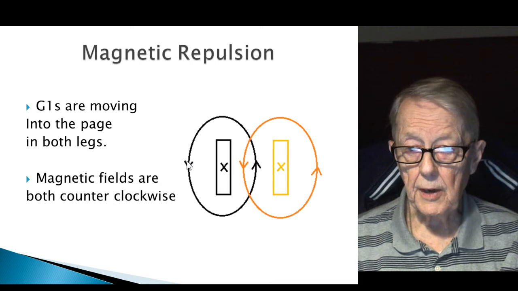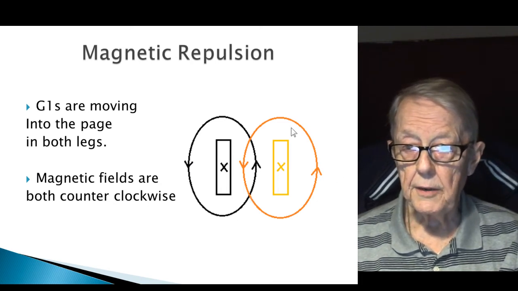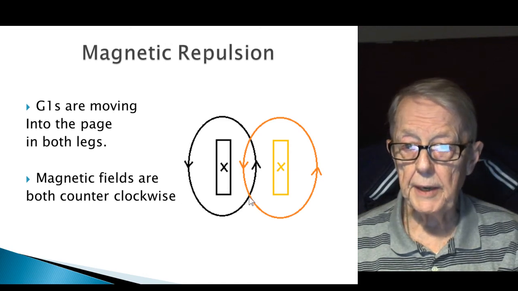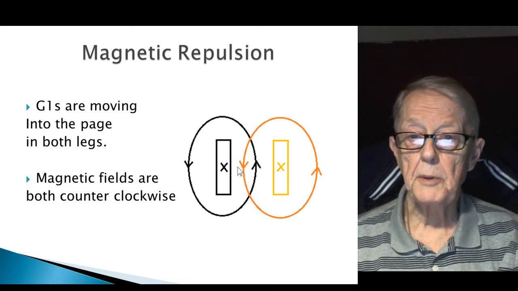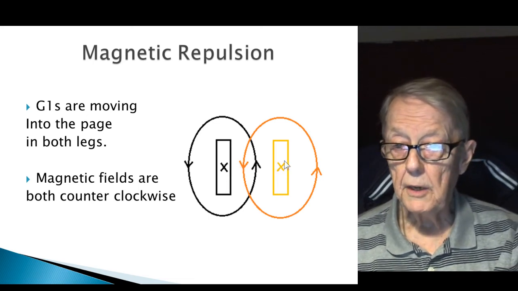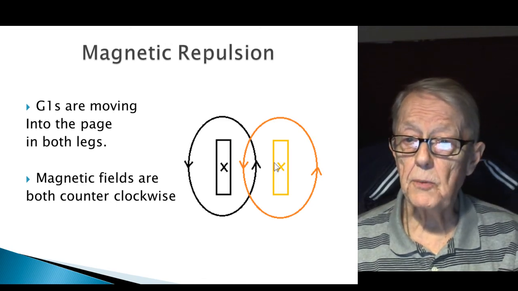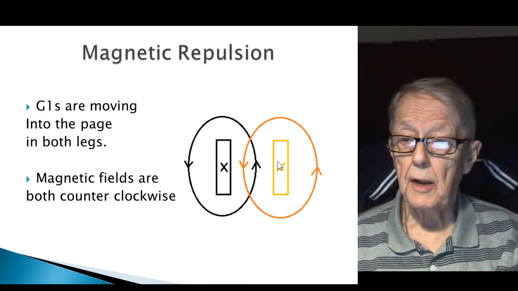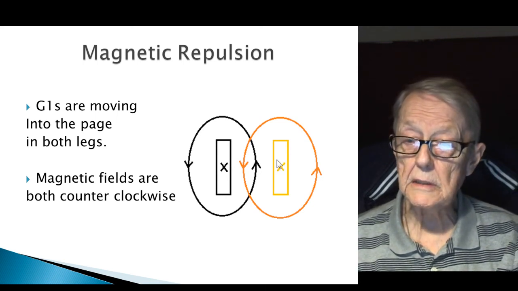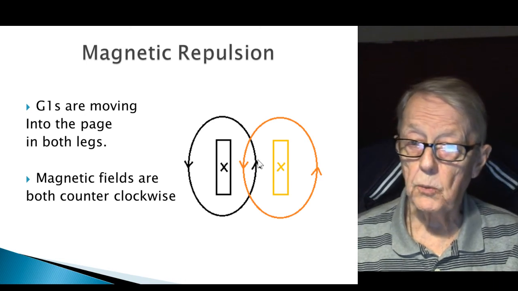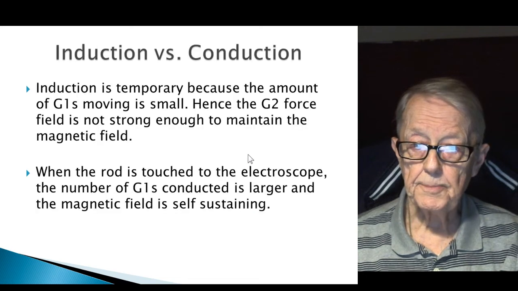Either way, when the electrons, the G1s are moving this way, and this G1 is moving this way, when they hit this point, they collide here and here, and in many places in between, causing the gold leaf to move away. So it doesn't matter which direction, as long as the G1 flow through the fixed leg and the movable leg are in the same direction, the magnetic field will cause repulsion and move the gold leaf away.